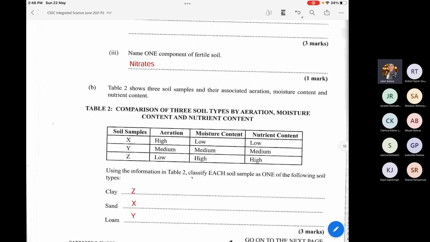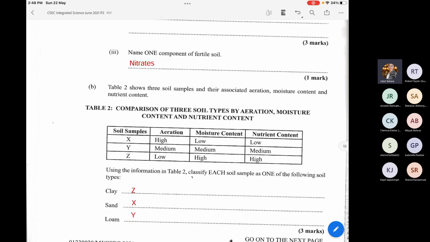One component of fertile soil, you could talk about nitrates, phosphates. You could just put the word mineral. All right? Or the word humus could work as well. B. Miss, you could say microorganisms. Yeah, you could say microorganisms.